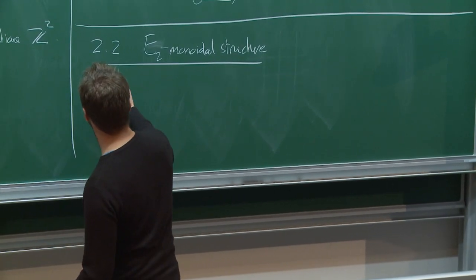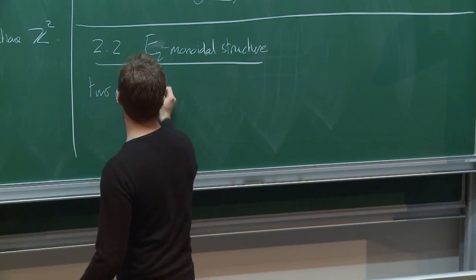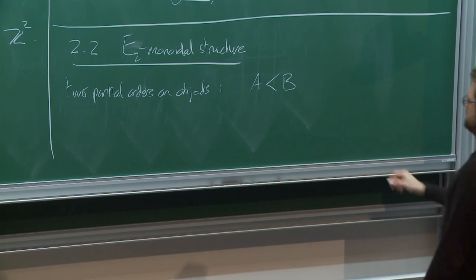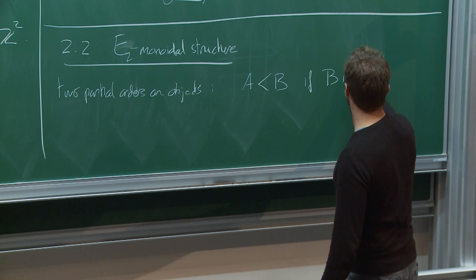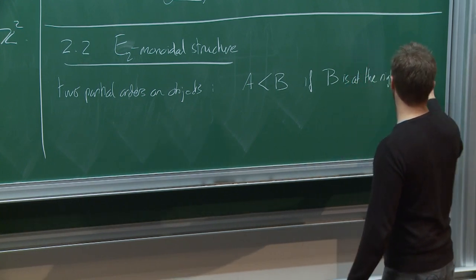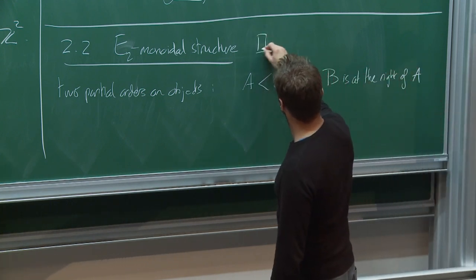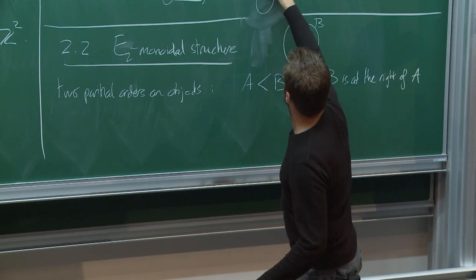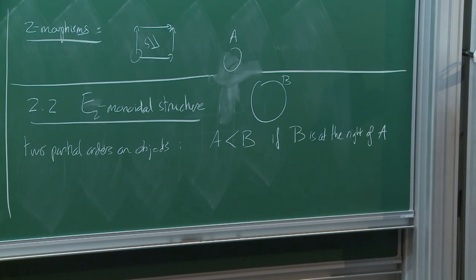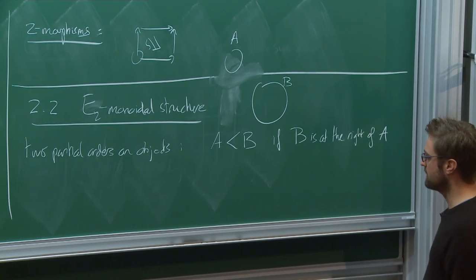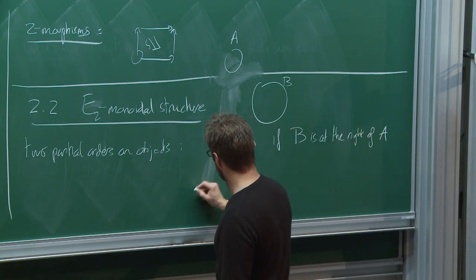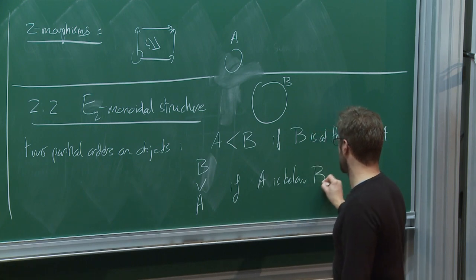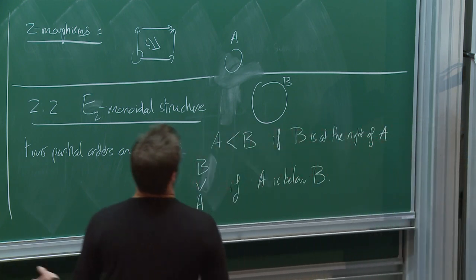We have two partial orders on objects. We say that A is smaller than B in the horizontal order if B is to the right of A. Typically, if you have something like this, this is A and this is B, but also if they are like this. Their projections on the first axis should be disjoint, and B should be on the right. And you have a vertical order: A is smaller than B if A is below B.